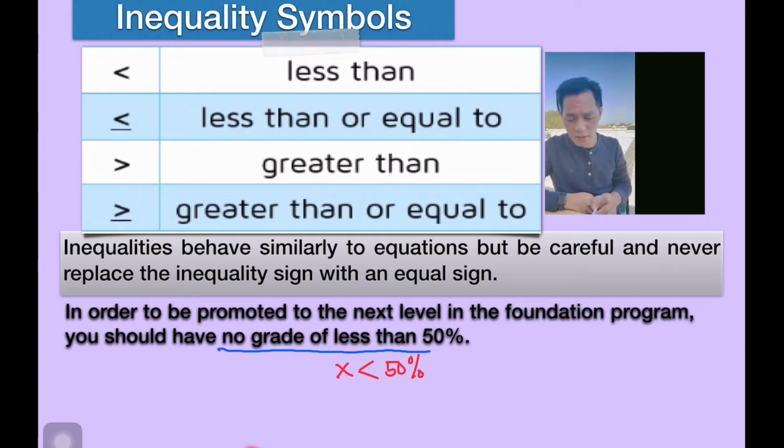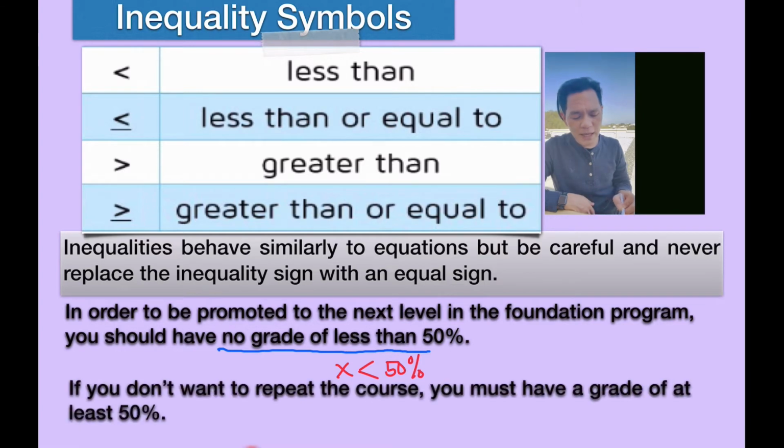Okay. Now on the other situation, rather, if you don't want to repeat the course, you must have a grade of at least 50%. So how are we going to represent this one in inequality? So you have there X, which is now greater than or equal to 50%. Okay, because the word at least means you must have 50% as the smallest possible value. So 50, 51, 52, but we are going to include 50 because at least 50. So you have there, X is greater than or equal to 50%.